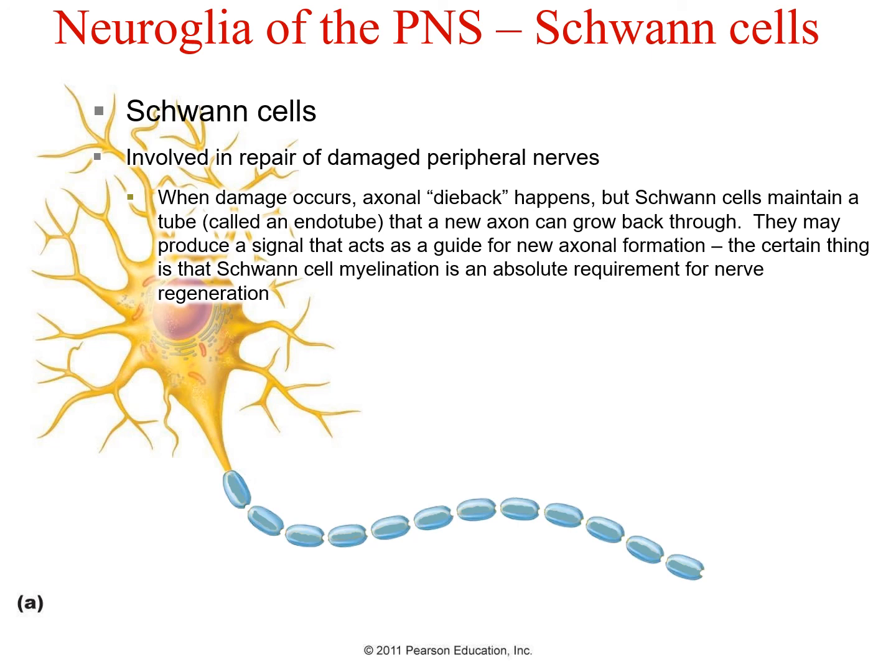They'll produce a signal that can act as a guide for new axonal formation. If you look at the diagram again, you'll see the axon growing its way back down. This repair actually occurs at a rate of about 1 millimeter per day. This is the reason why peripheral nerve repair, or regaining function of peripheral nerves, can be so dang slow, because this regrowth happens really slowly. But the thing that is most certain is that Schwann cell myelination is an absolute requirement for nerve regeneration. Where you've got Schwann cells, you have a possibility for nerve regeneration. Where you have oligodendrocytes, you don't.